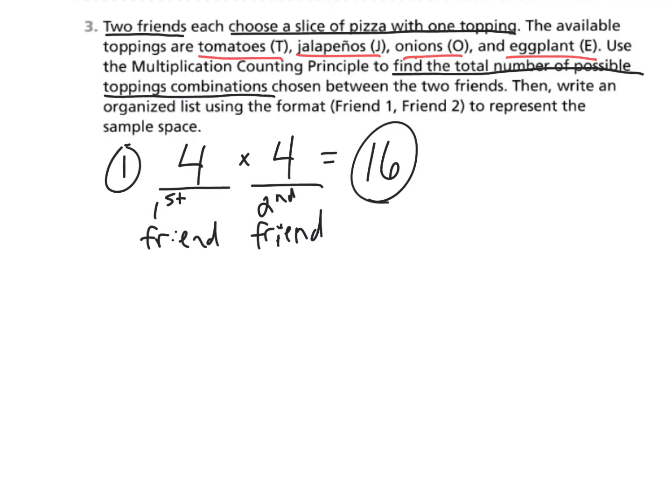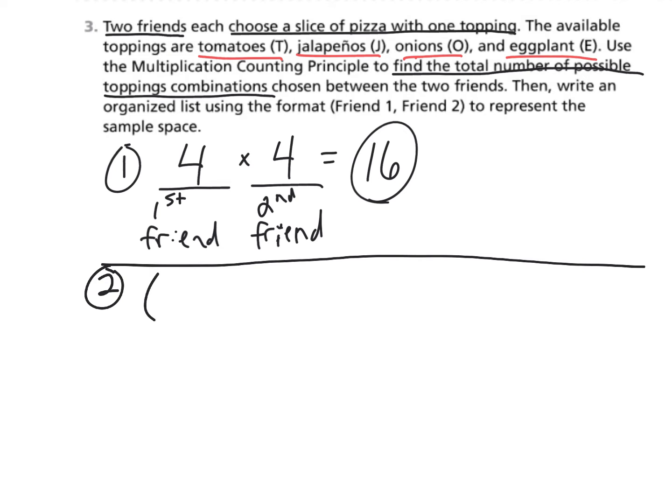The second thing they want me to do here is to make a list. And we're going to write these kind of like ordered pairs, like if we were graphing points on a coordinate plane. Friend1, friend2. They already did abbreviations up in the problem, so I'm just going to use those abbreviations. If they hadn't done that, it would be good to abbreviate, say let T represent tomatoes, let J represent jalapenos, etc. All of these start with different letters, so it'd be fairly obvious what you mean, but it's always good to make sure you clarify what you're talking about.